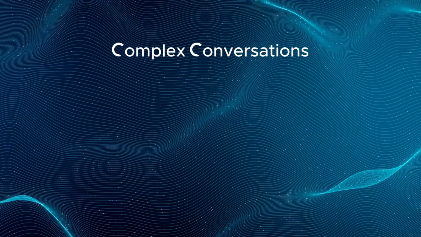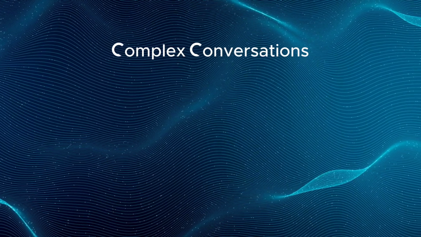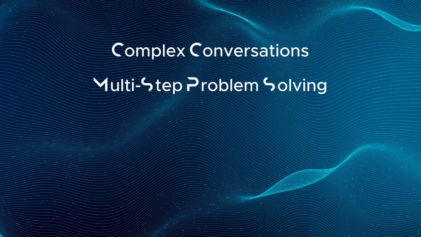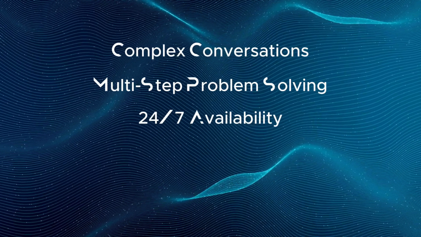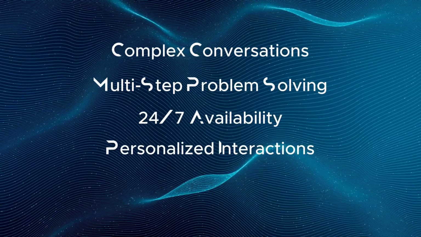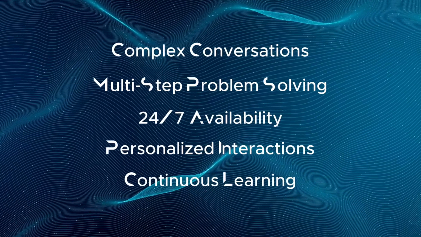Here's where AI agents can really excel. Any sort of complex conversations requiring context and nuance, multi-step problem solving with variable approaches, 24/7 availability for critical business functions, personalized interactions at scale, and even continuous learning and improvement. The key advantage with an AI agent is that they can handle unpredictable situations and still provide responses similar to what a human could, all while operating autonomously.